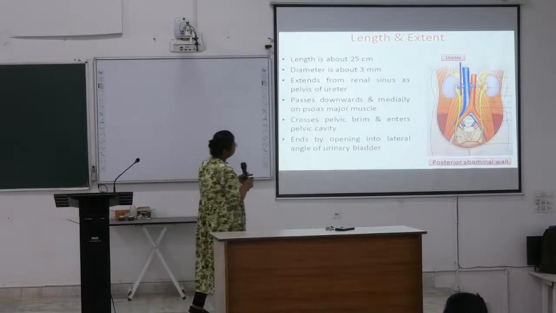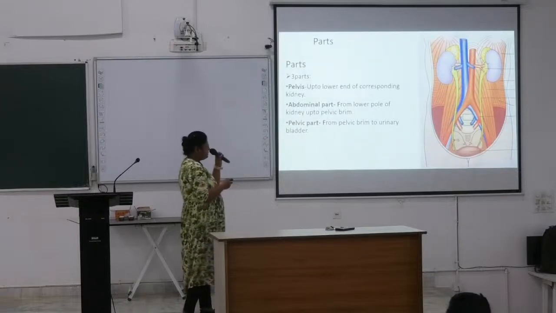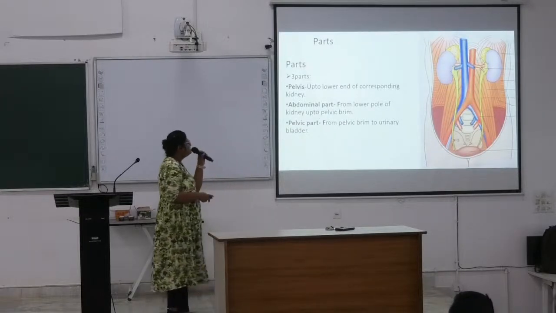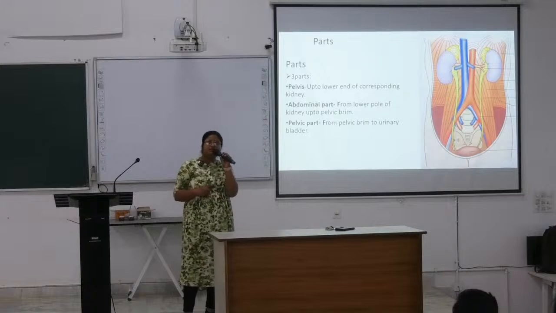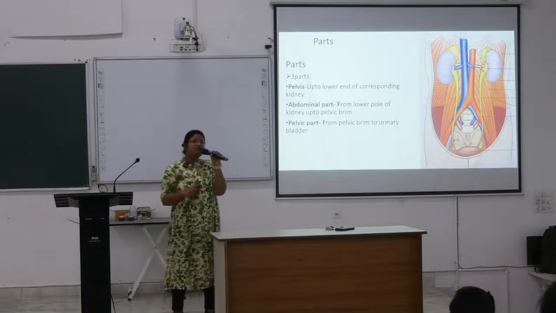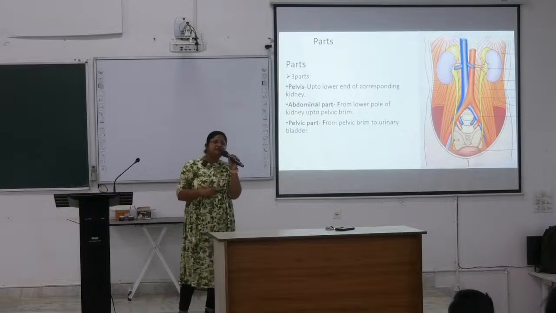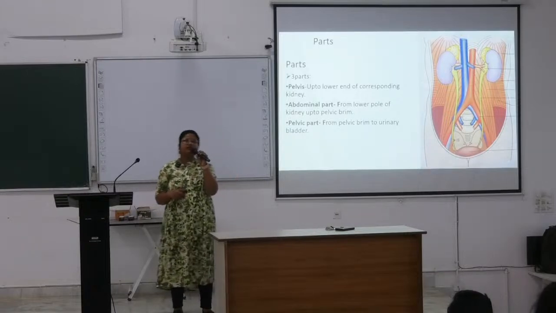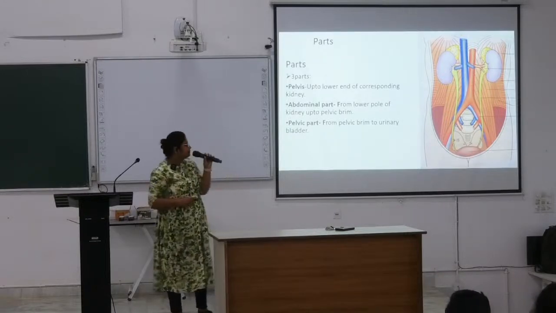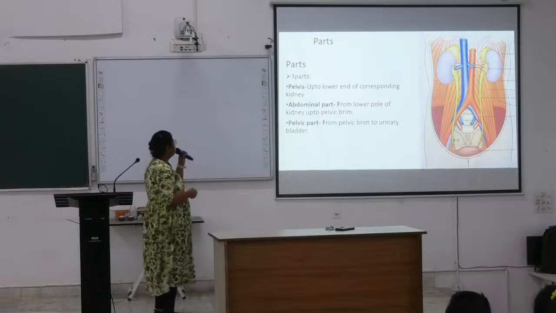Next, three parts of the ureter are present. Three parts and constrictions of the ureter are very frequently asked, and the blood supply is important. From the blood supply, also explain why the question is given. Okay, so three parts are present.